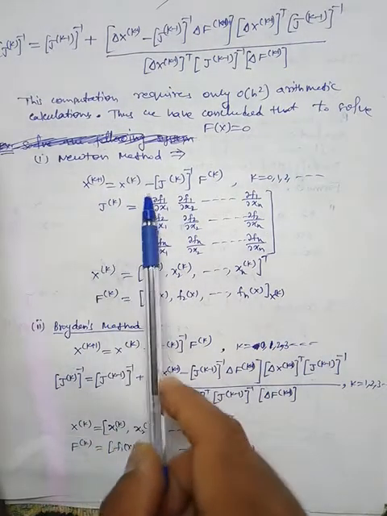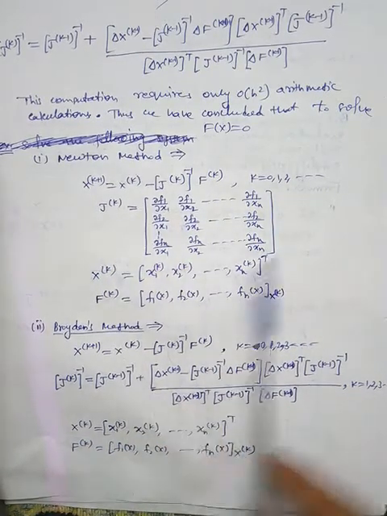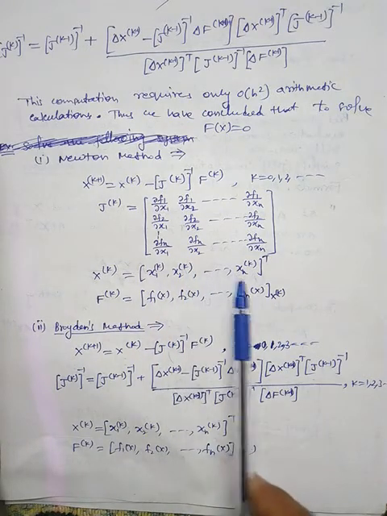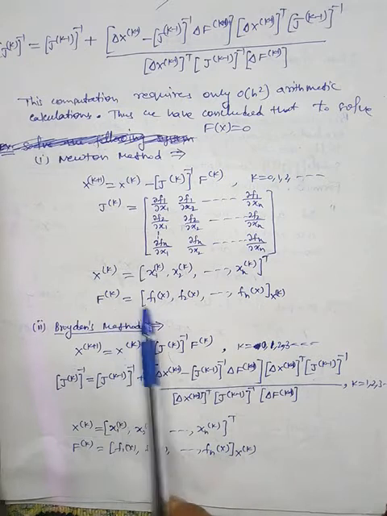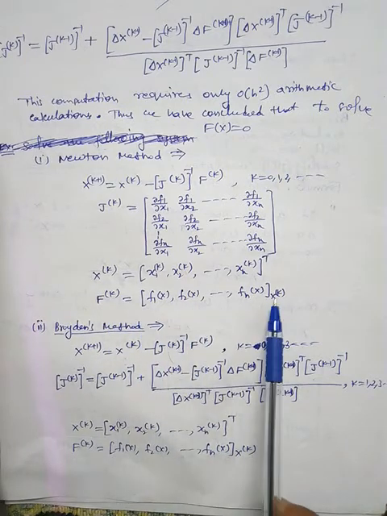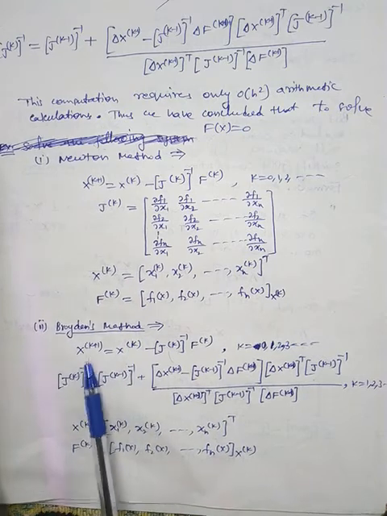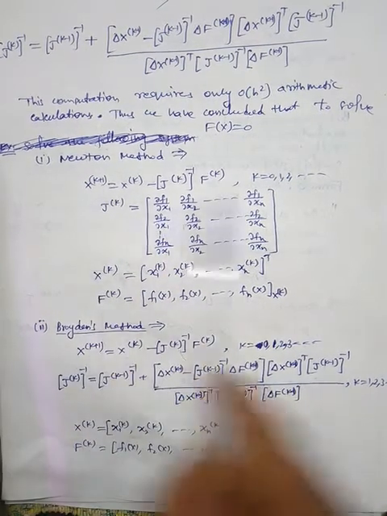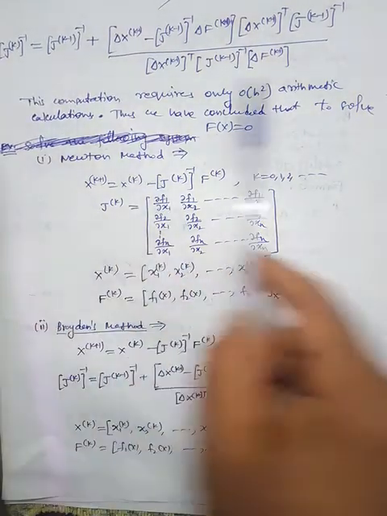Xk plus 1 is equal to xk minus Jk inverse fk, where k is 0, 1 to n, and Jk is given by this Jacobian matrix, xk is given by this x1 transpose, x2 transpose, xn transpose, and fk is f1x, f2x, fnx at point xk. If you are applying Broyden's method, then xk plus 1 is given by xk minus Jk inverse fk. That means the same formula, but the only change is that to find Jk, we will use this updation.